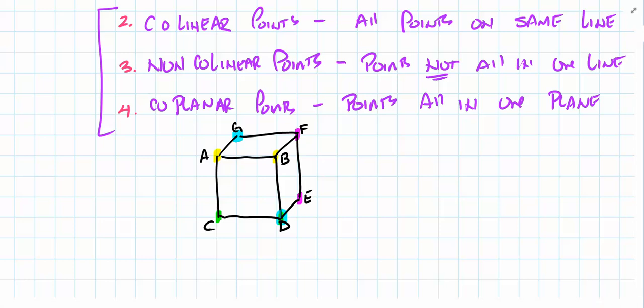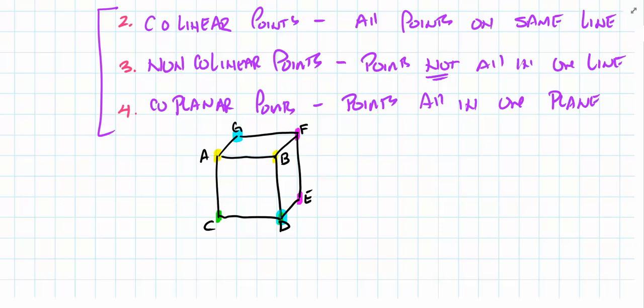Can you draw a line that would contain those 2 points? Yes, you sure can, right? So any 2 points are what? Collinear. You think about it. Pick a point, any point in space. Pick another point. Can you always draw a line between those 2 points? So any 2 points are collinear, right? That's a good thing to talk about.